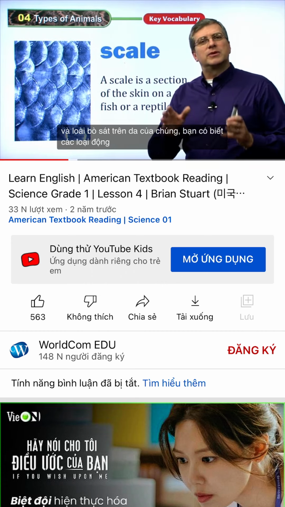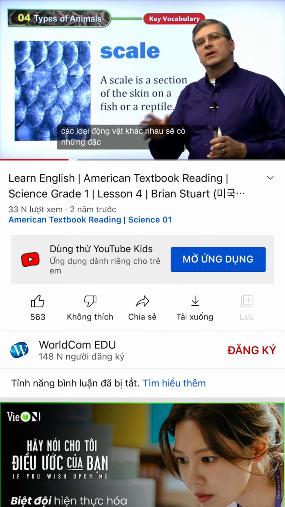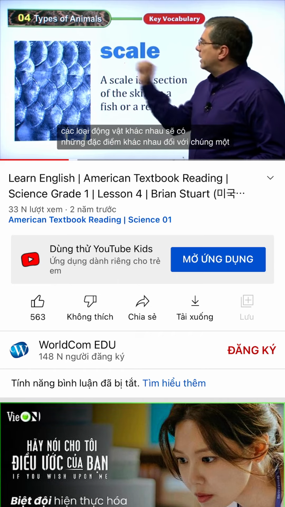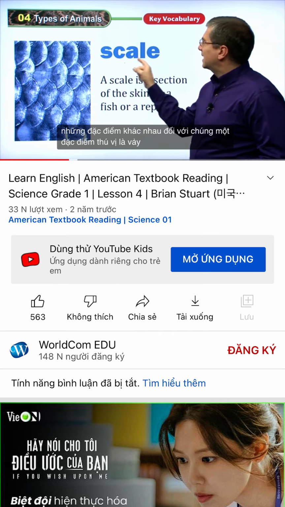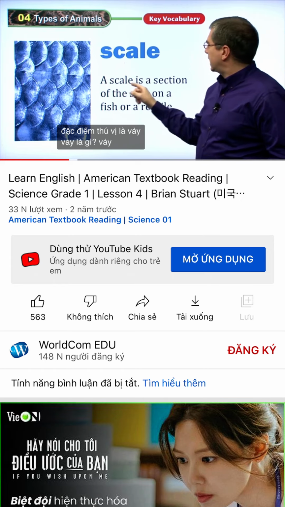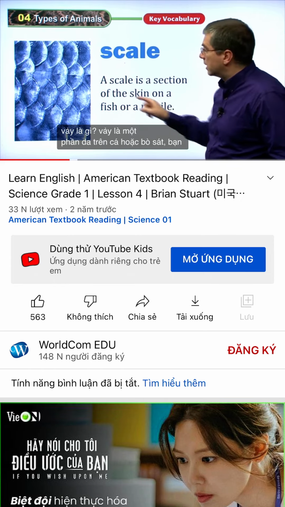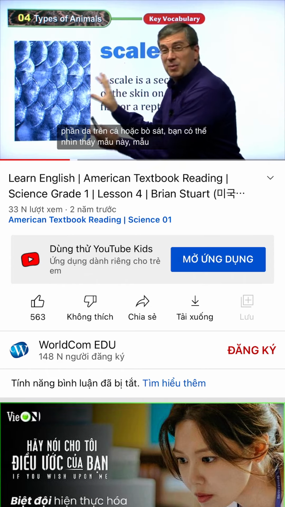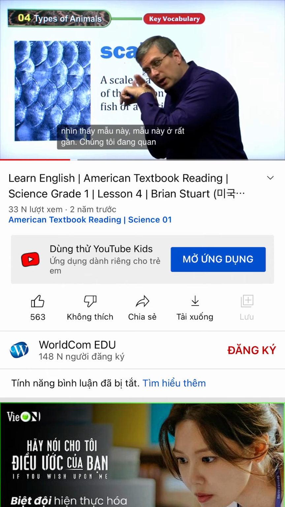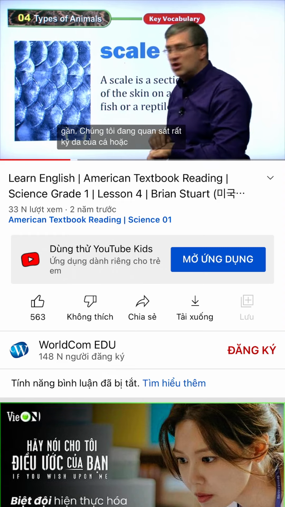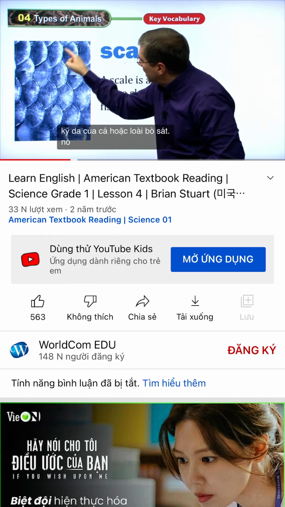You know, different types of animals will have different characteristics to them. One interesting characteristic is a scale. What is a scale? A scale is a section of the skin on a fish or reptile. You can see this pattern. This pattern is very close up. We're looking very closely at the skin of a fish or a reptile. Their skin looks like this.